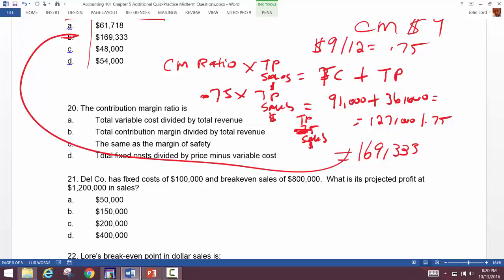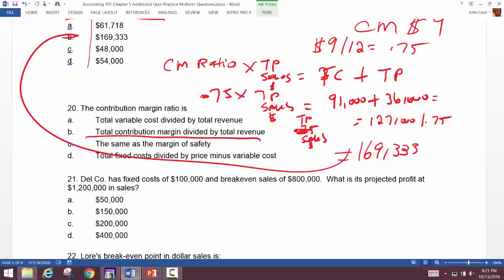The contribution margin ratio is what? Contribution margin divided by revenue, isn't it? I can do it by unit. I can do it in total, can't I? If my sales price per unit is $10 and my variable cost per unit is $7, my contribution margin per unit is $3, isn't it? To get my contribution margin ratio, I simply divide the $3 by the $10. That gives me a contribution margin ratio of 30%, doesn't it?